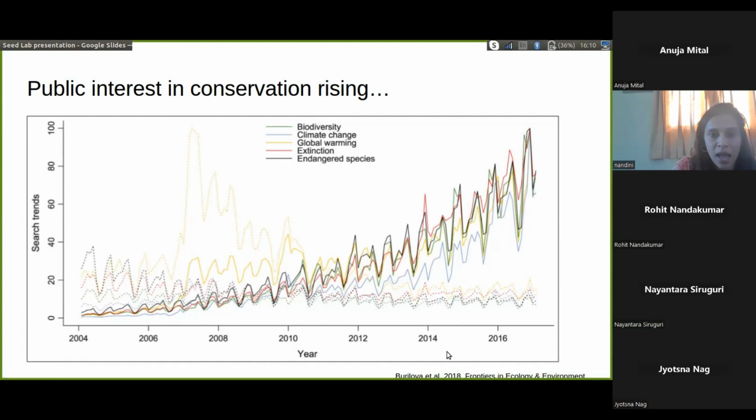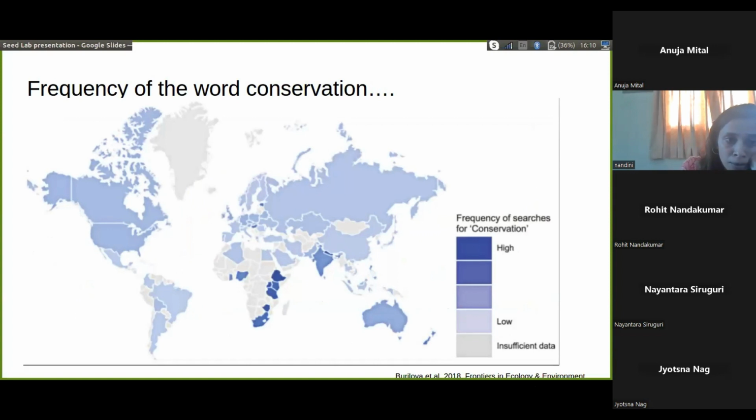And in the next graph, as part of the same paper, you can see that the frequency of the search word conservation is pretty high in a place like India compared to other places. Basically, the darker the blue, the higher the proportion of internet searches for conservation relative to the total number of internet searches performed in that country between 2004 and 2017. And again, you can see it's pretty high given the intensity of blue in India.